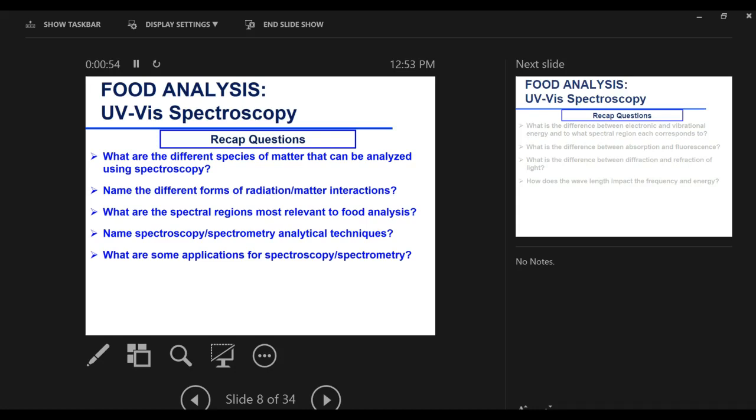Okay. Name the different forms of radiation-matter interaction. Don't look back at your notes. Whatever you remember. You don't remember, you don't remember. I just want to see what information you retain.